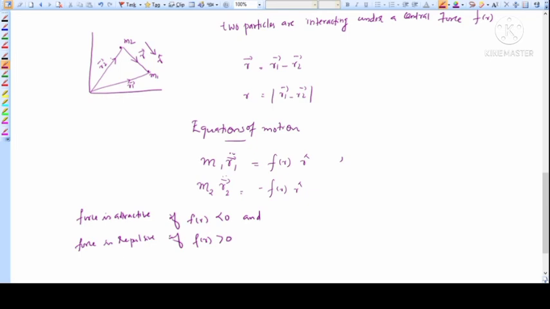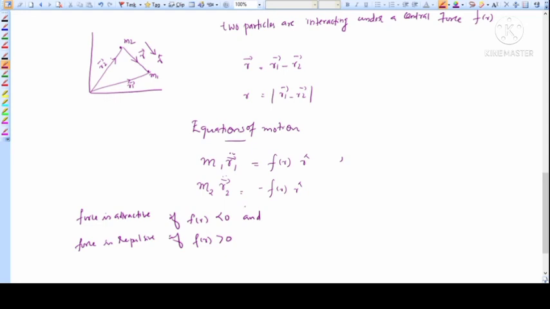So these two particles are interacting with each other. If the interacting force on this mass, or this particle m1, is taken as positive, then the other force can be taken as the same force with a negative sign. That is what happened here.